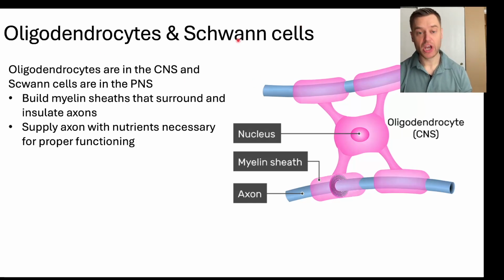Schwann cells are found in the peripheral nervous system, but they have the same function as the oligodendrocytes. Okay, so they're more or less the same type of glial cell. It's just where you find them that defines them. Okay.